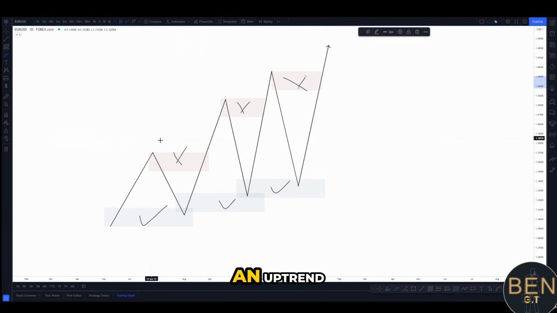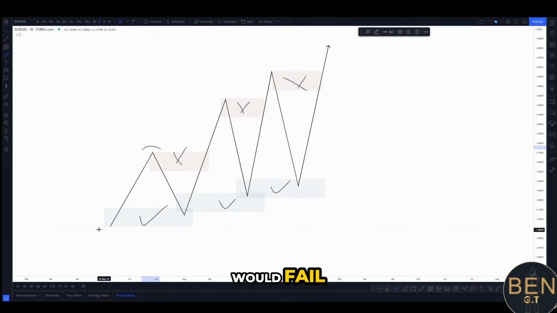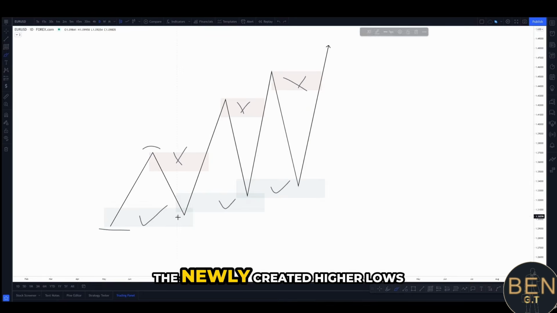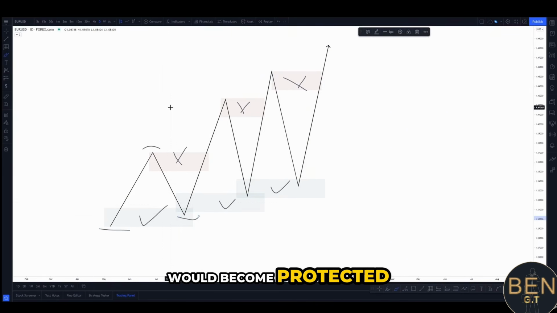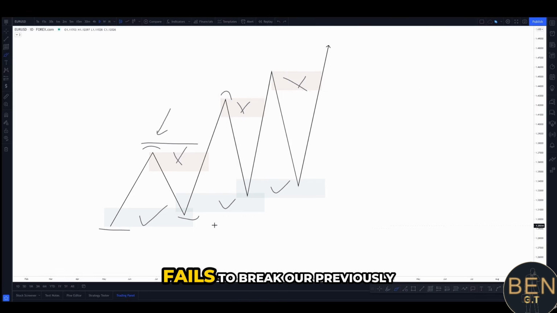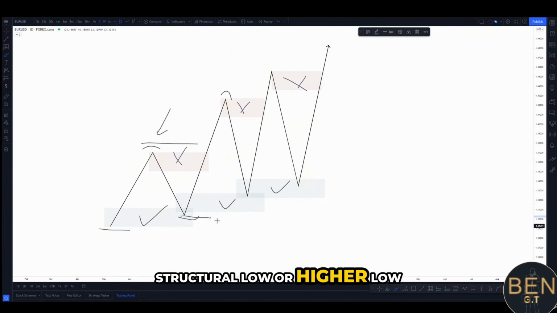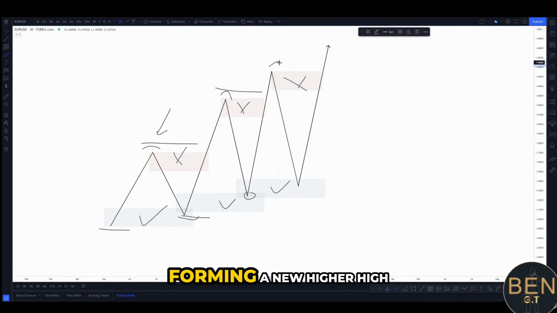And when we're looking at an uptrend from the perspective of protected and targeted structure, we'd be expecting that all of the swing highs would fail to take out the swing lows. Therefore, the newly created higher lows would become protected and we would be targeting the previous swing structure. And as we continue, our newly created higher high swing structure fails to break our previously established swing structural low or higher low. And as a result, it makes our new higher low protected. And as a result, our previous swing structural higher high is targeted and broken, forming a new higher high.